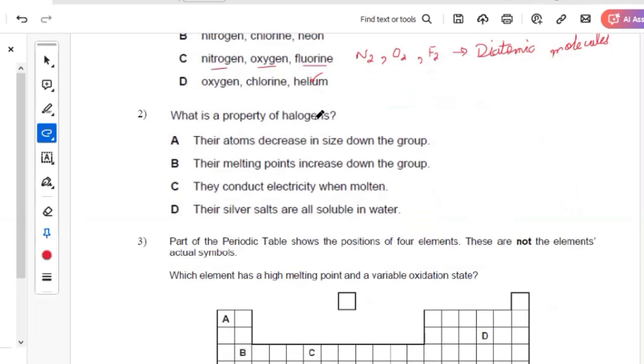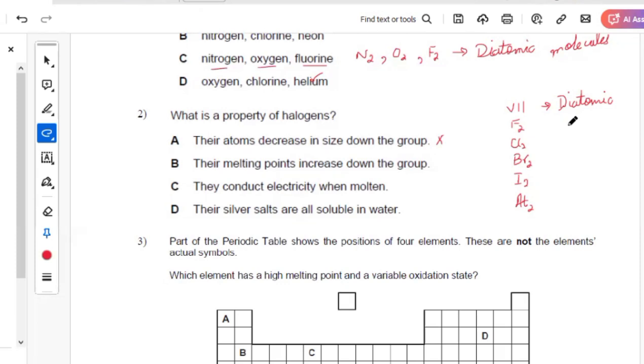Which is a property of a halogen? Halogens are group 7 elements like fluorine, chlorine, bromine, iodine, and astatine. They all exist as diatomic molecules. The atoms decrease in size down the group. No, this is wrong because the size of the atom increases down the group. Another option states that their melting point increases down the group.